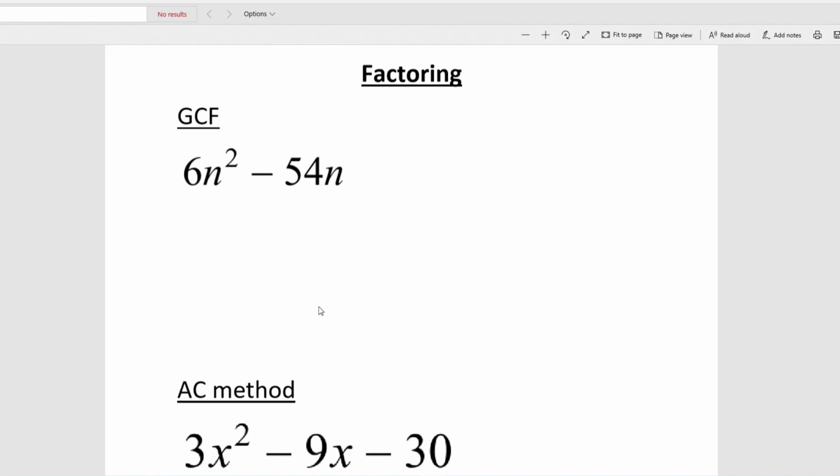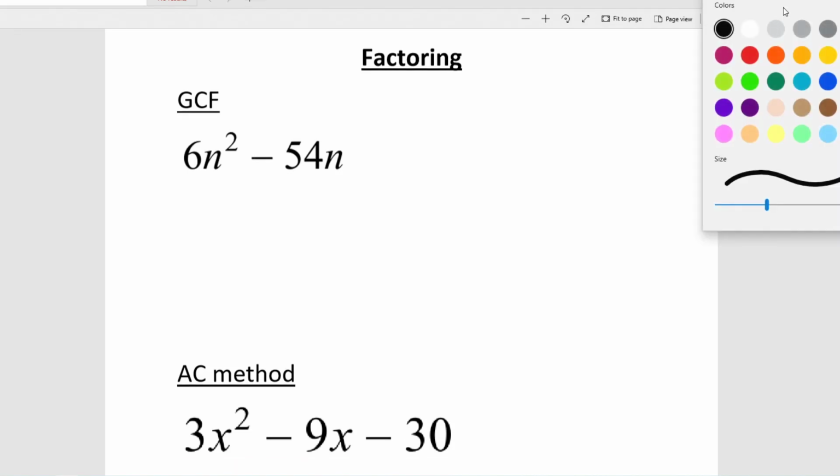Welcome everybody. So this is my factoring review video. You have two types of factoring that we'll talk about. There's special cases, but for the most part just these two types of factoring. First one was greatest common factor. Second was the AC method. Some people call it splitting the middle term.